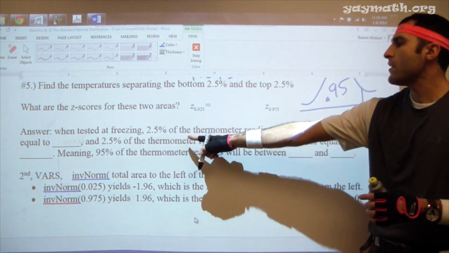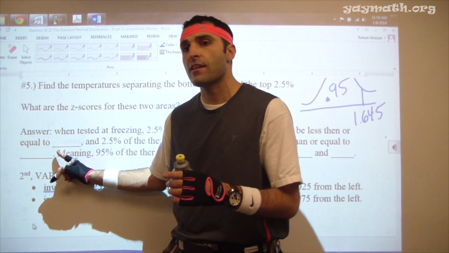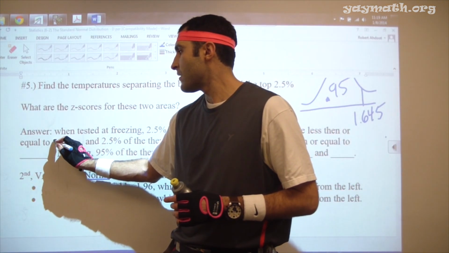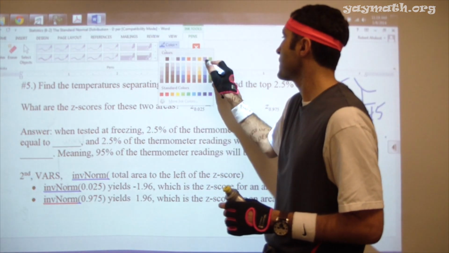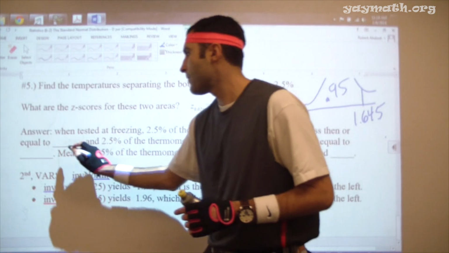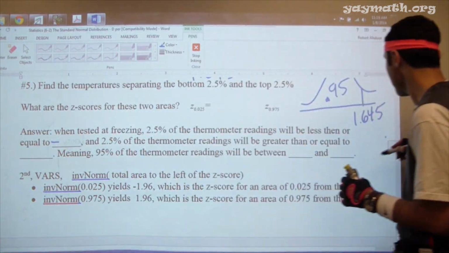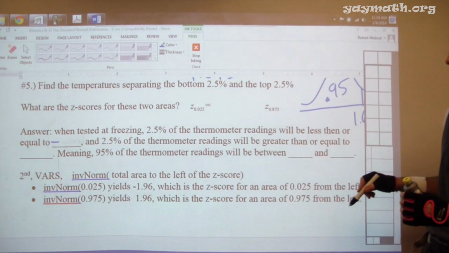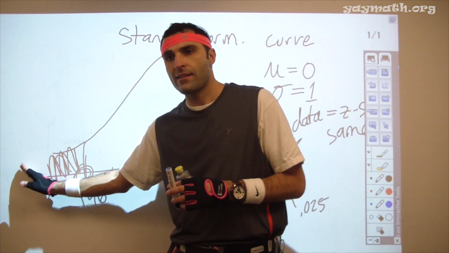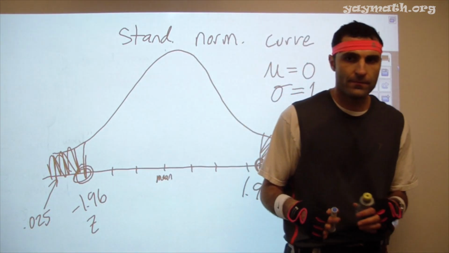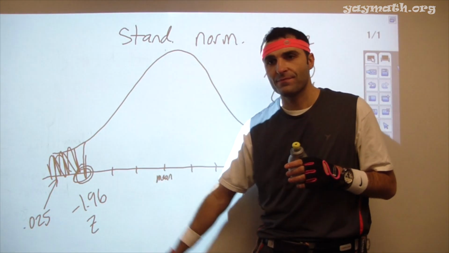When tested at freezing, 2.5% of thermometer readings will be less than or equal to how many degrees? Can you tell us? 1.96. No, less than, so it's on the left one. You want to see the picture? It helps. 2.5% of the thermometers will be less than this. What temperature is that? It's like -3. Oh no, it's negative 1.96.